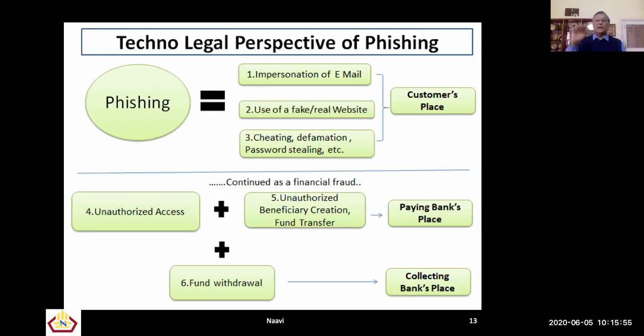One is the paying bank where the account is kept. So at the paying bank, this unauthorized access happens, unauthorized beneficiary creation happens, and funds get transferred to the unauthorized beneficiaries who may be residing in different places. They will have some accounts with their bankers. That is called the collecting bank. So fund withdrawal happens there. That is, unauthorized money walks into that account and then it is withdrawn. That is actually called money laundering. So that collecting bank is part of money laundering. The paying bank is part of hacking activity. The phishing happens at the customer's place.